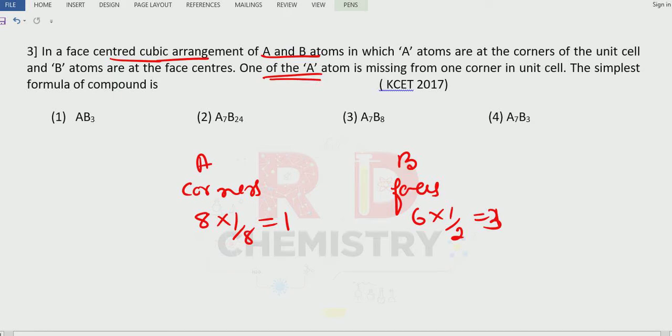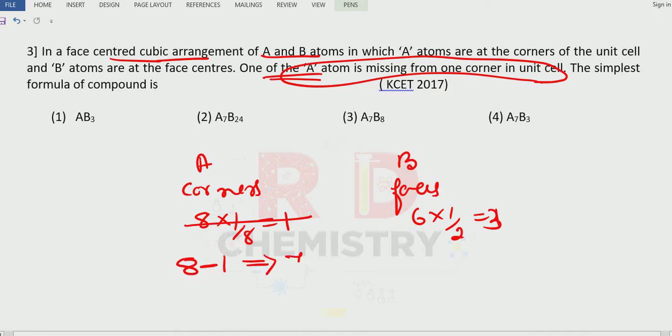One of the A atoms is missing from the corner of the unit cell. Can you see? That means this is not the earlier calculation. It is supposed to be 8 corner particles, but 1 is missing. Actually, how many corner particles are there? 7. That means one corner is empty. What is the contribution of each corner particle? 1 by 8. So it is 7 by 8, whereas B remains as such.